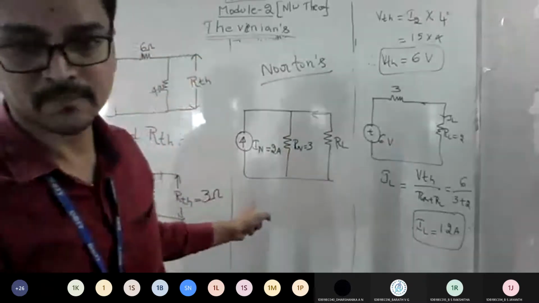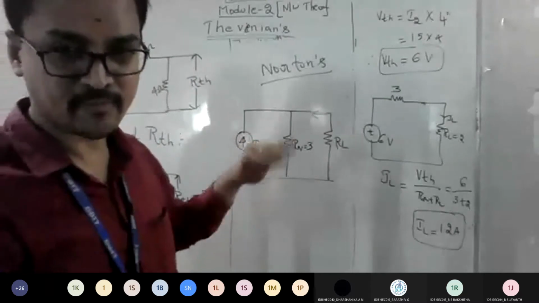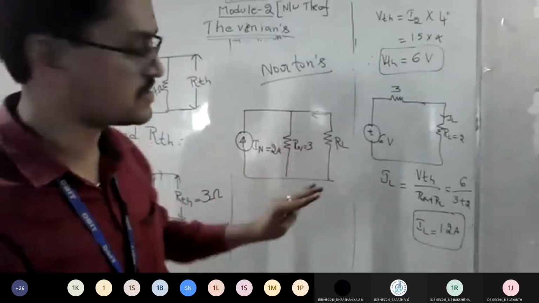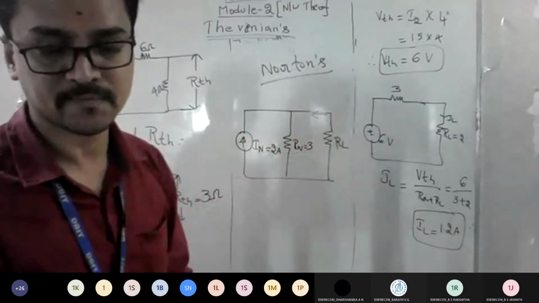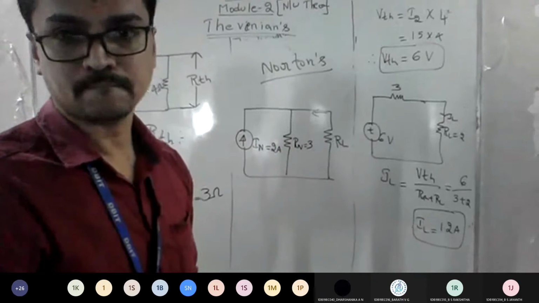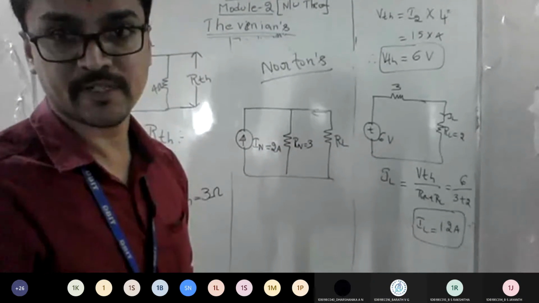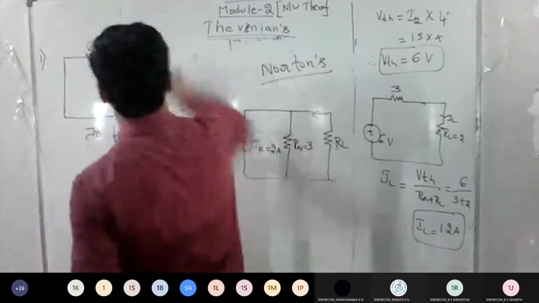Am I clear to everyone with the logic? If the problem is asked for Thevenin, and from that they ask you to get the Norton, this is the simplest method. Just apply source transformation and get the answer. Am I clear? Yes, sir. Okay, fine. So let's proceed to the next problem now. Go to the next one.